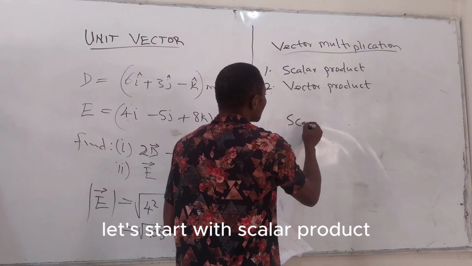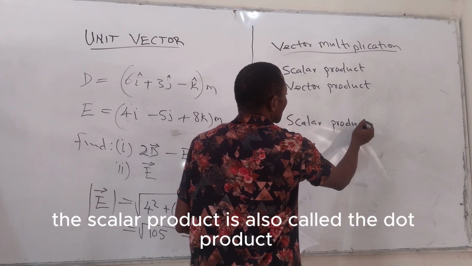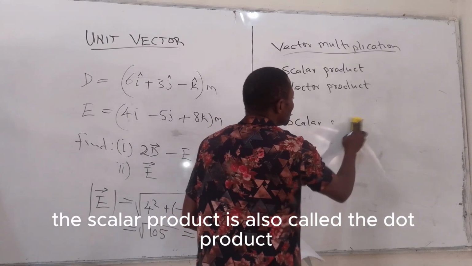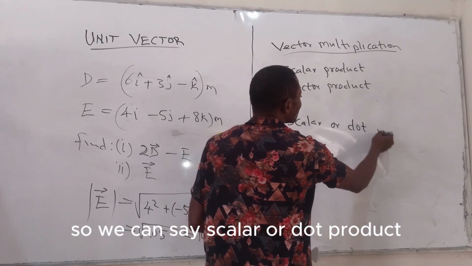Let's start with scalar product. The scalar product is also called the dot product. So we can say scalar or dot product.